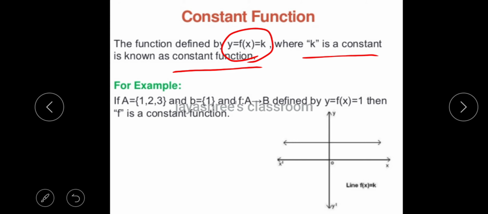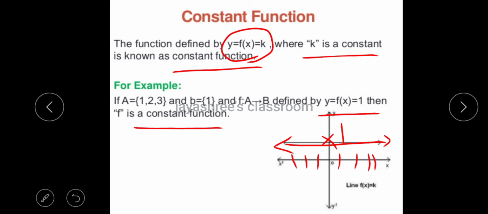constant function. An example: if A is equal to {1, 2, 3}, B is equal to {1}, f from A to B, defined by f of x is equal to 1, then f is a constant function. So for all values of x, when you are considering the graph, the y value should always be 1. So when we join all these points, we will get a straight line which is parallel to the x-axis. This is the graph of the function y is equal to 1. This is the constant function.